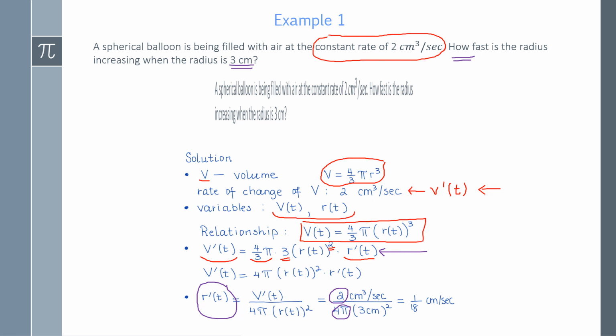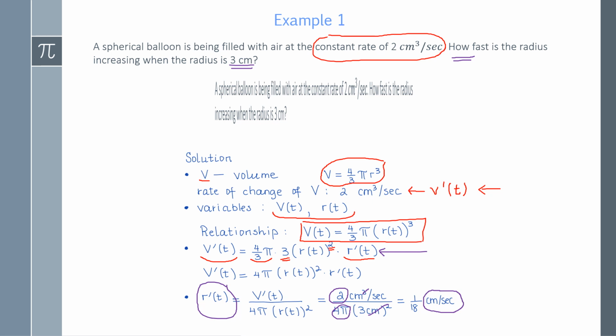You can approximate if you'd like to kind of get an idea what that number is, or you can just keep it as is. Okay, but notice that also our units make sense. This is centimeters per second, right? We have centimeters cubed in the numerator, centimeters squared in the denominator. So this cancels out. This becomes just centimeters per second. And this should make sense because r is just a distance, right? So it should be units per unit of time.